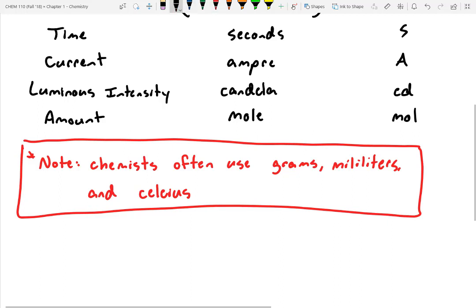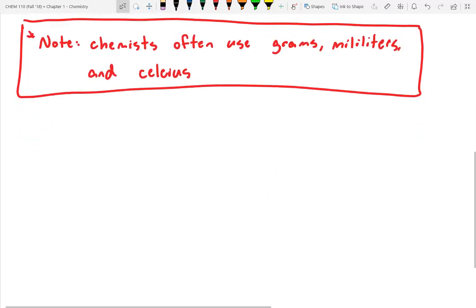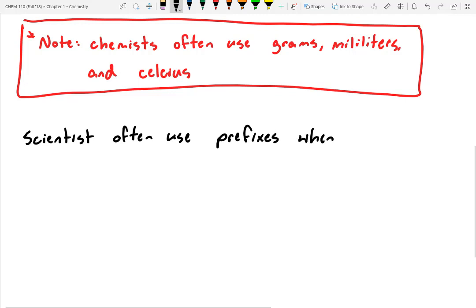All right. It is kind of tricky being a chemist, though, because oftentimes you're measuring really, really tiny things or really, really large things. So scientists often use prefixes when measuring very large or small things.